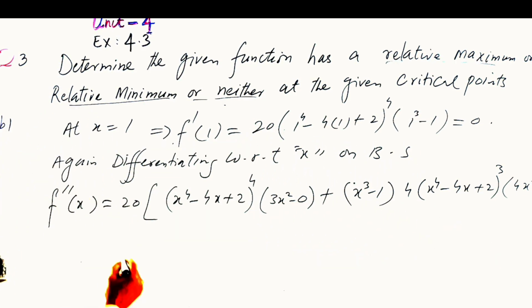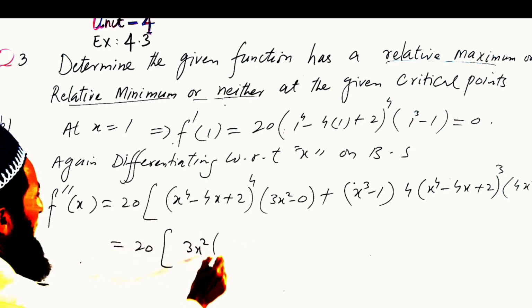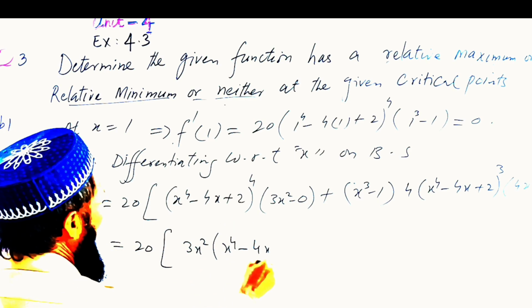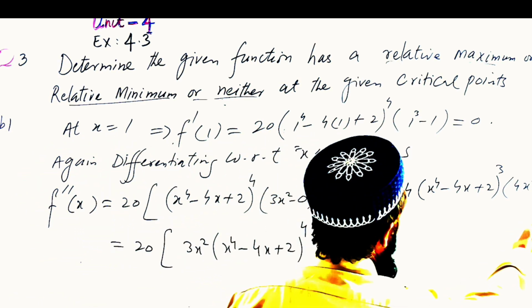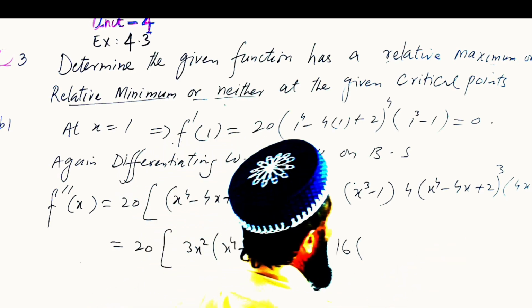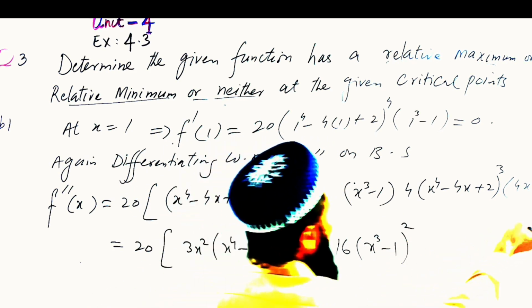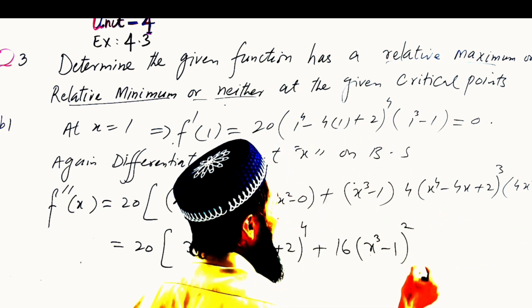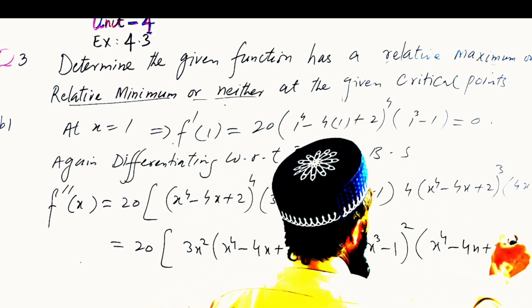Now we simplify this result: 20 [3x square into (x power 4 minus 4x plus 2) whole power 4. Here if we take 4 common, 4 multiplied by 4 is 16 and (x cube minus 1) whole square, here is (x cube minus 1) and (x cube minus 1) into (x power 4 minus 4x plus 2) whole cube].